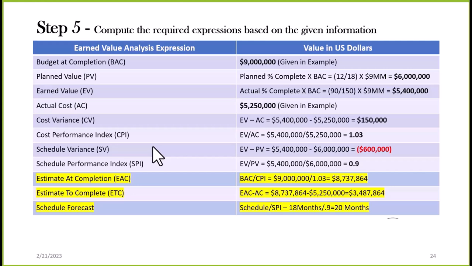What is my ETC? Estimate to complete. How much more money will I be spending from now to the end of the project based on my new EAC? There's a formula that says EAC minus AC, and that will give me our ETC of $3.5 million basically. I have to spend another $3.5 million for this project to be complete based on my current spending efficiency.